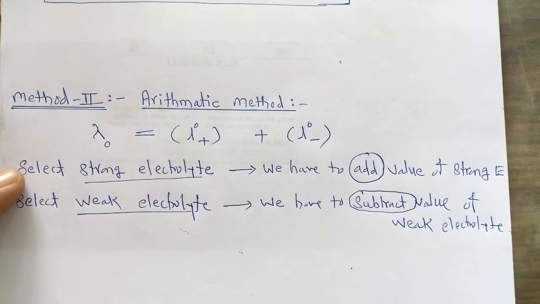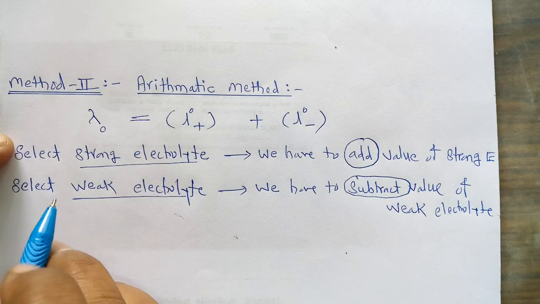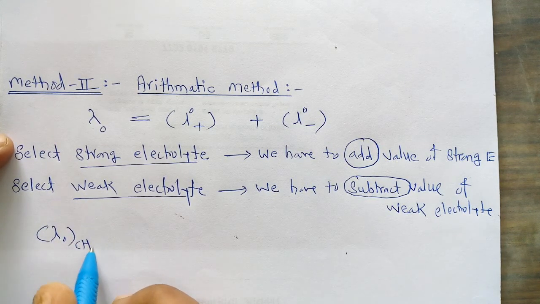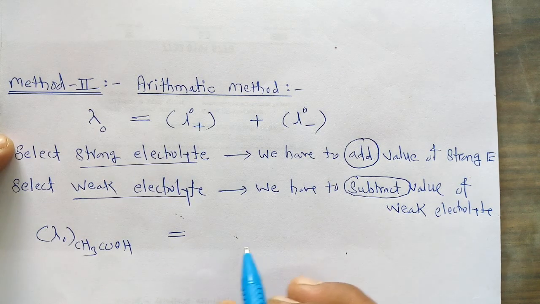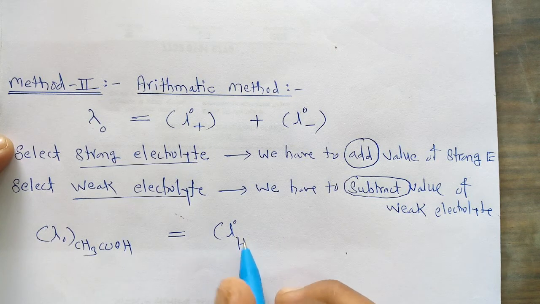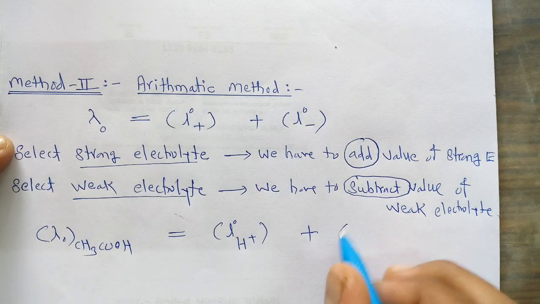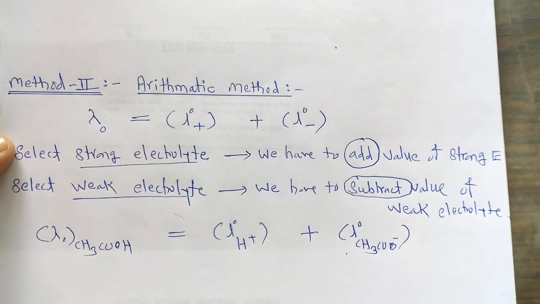Suppose we want to calculate lambda 0 again for a weak electrolyte, and I take acetic acid as the weak electrolyte. We are interested in calculating its lambda 0. We know very well that it is nothing but the summation of the equivalent ionic conductance of the cation plus the equivalent ionic conductance of the anion at infinite dilution.